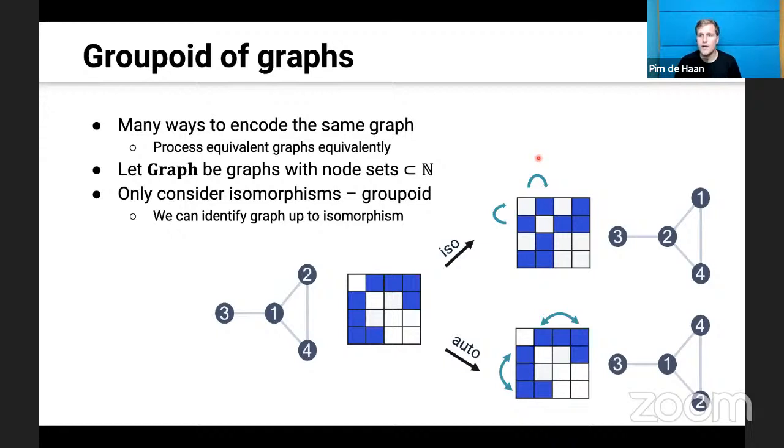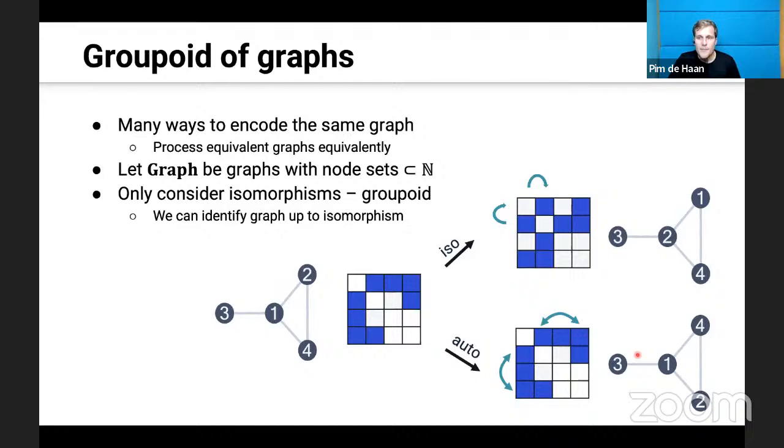A special case of a graph isomorphism is a graph automorphism. So here we map the set of edges to the same set of edges, and the set of nodes to the same set of nodes, such that this consistency requirement holds. So in this case, if we map node 2 to node 4, then we get the exact same set of edges, and we can see that in the adjacency matrix also.